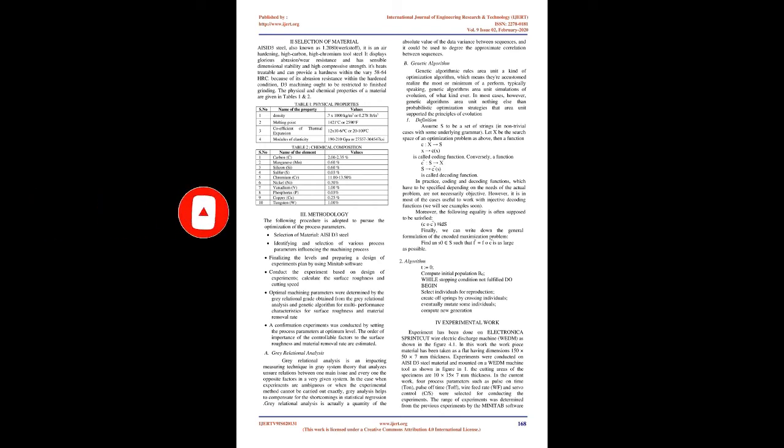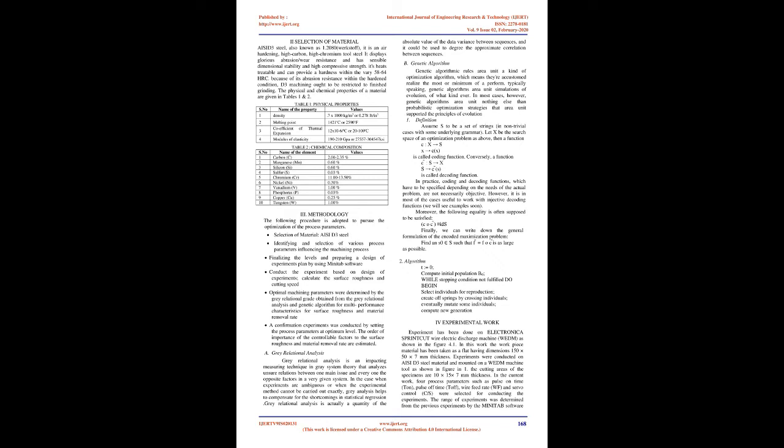2. Selection of material. AISI D3 steel, also known as 1.2080 Werkstoff, is an air hardening, high carbon, high chromium tool steel. It displays excellent abrasion and wear resistance and has good dimensional stability and high compressive strength. It's heat treatable and can provide a hardness in the range of 58 to 64 HRC. Because of its abrasion resistance in the hardened condition, D3 machining should be restricted to finish grinding.